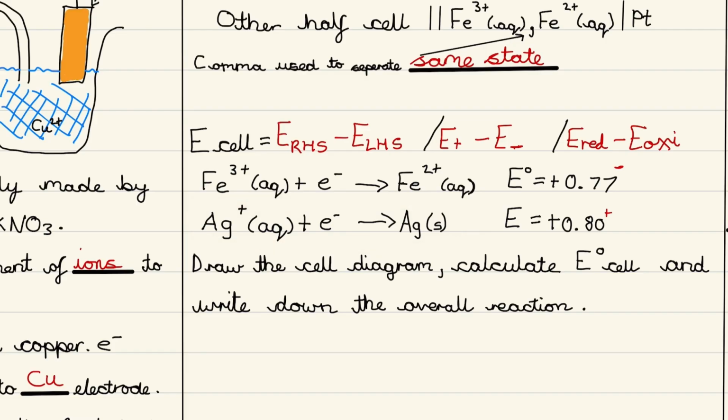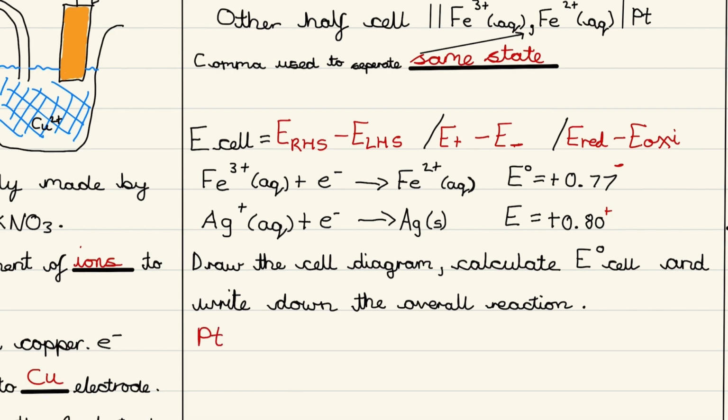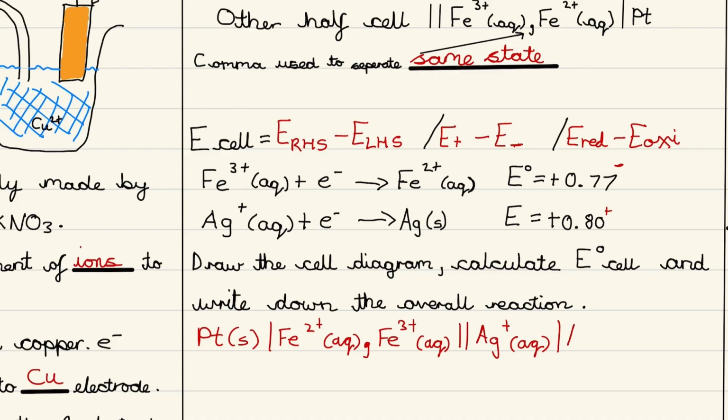So for the left hand side, the iron, well, there's no electrode there, there's no solid, so I need to use a platinum electrode. And then I'm going to do a single line to show the separation of states. And I do Fe2+ aqueous, and then comma because it's the same state, Fe3+ aqueous, then a double line to show the salt bridge, then Ag+ aqueous, then a single line to show the separation of states, then Ag solid.